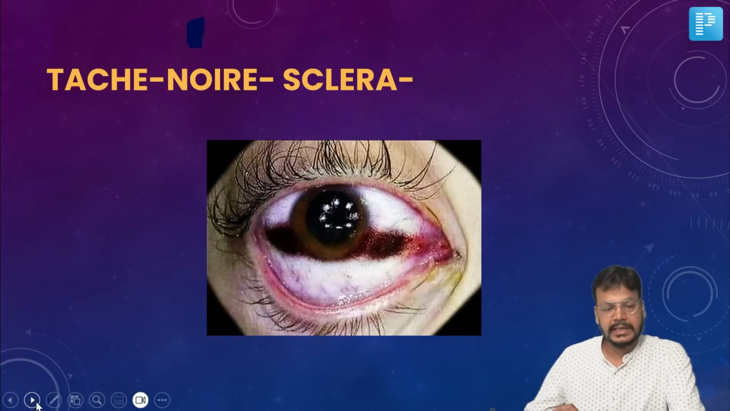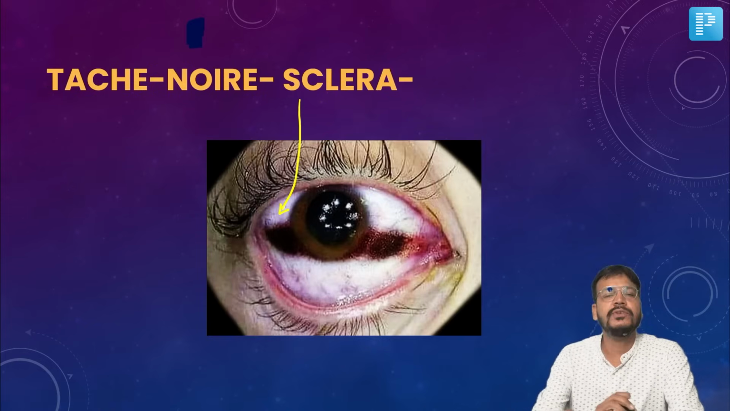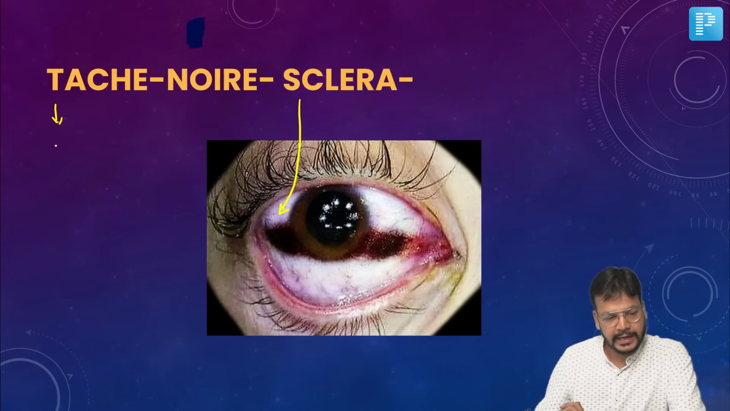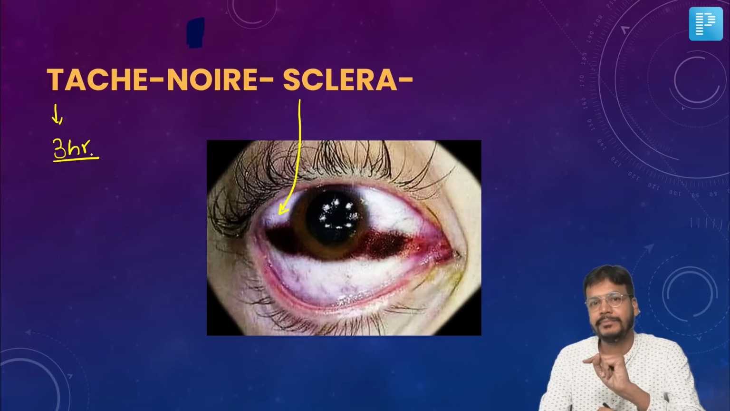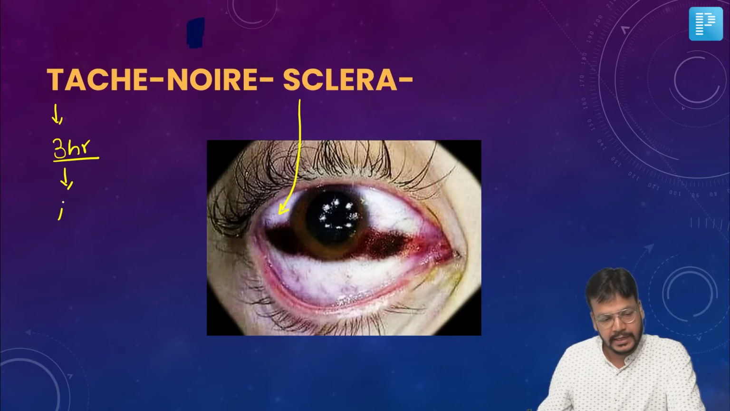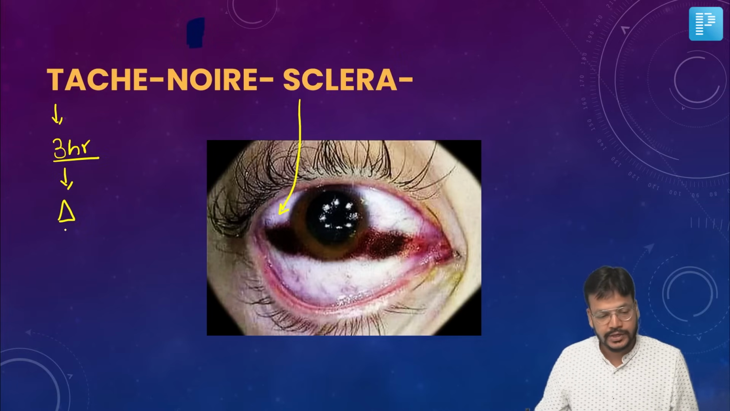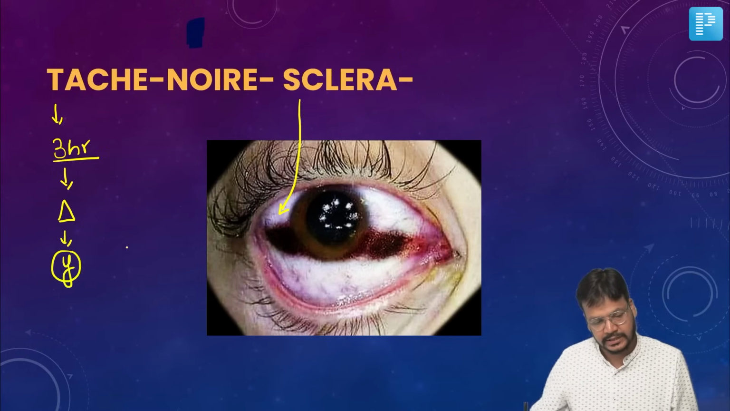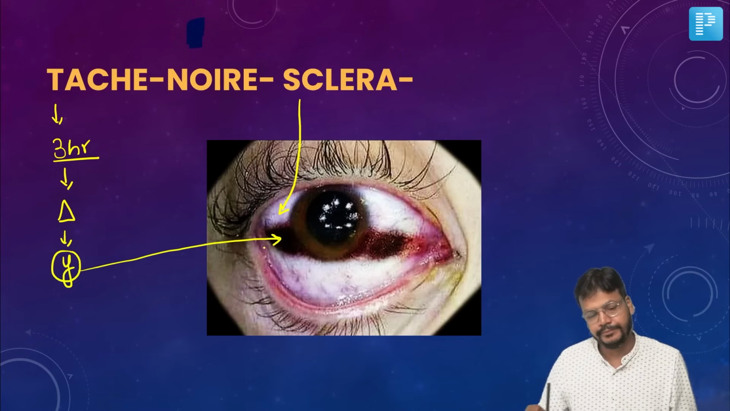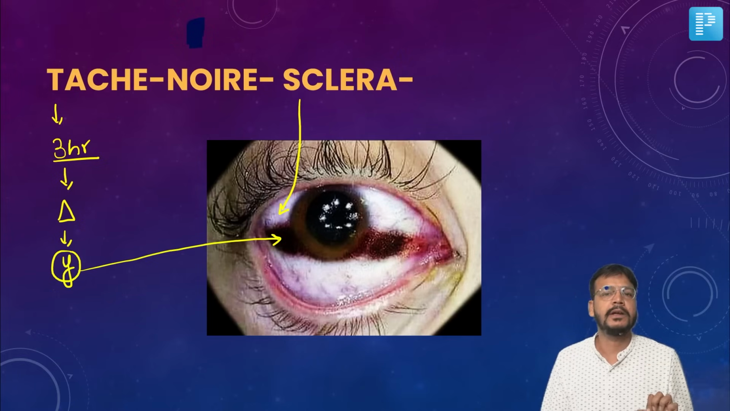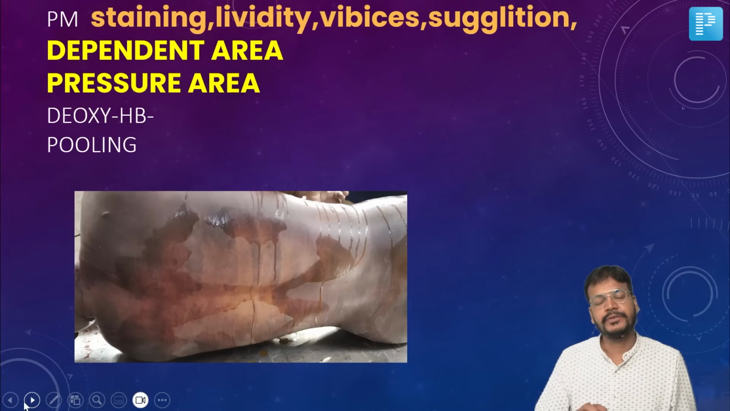Now the next one is Tache noire. Friends, this is Tache noire of the sclera part. And how would you remember? T for Tache noire, it is generally seen after 3 hours of the death, TT, and it is triangular in shape, another T. This is yellowish in color. So the first color is yellowish, then it becomes brown. This is known as Tache noire. Another important change after death.